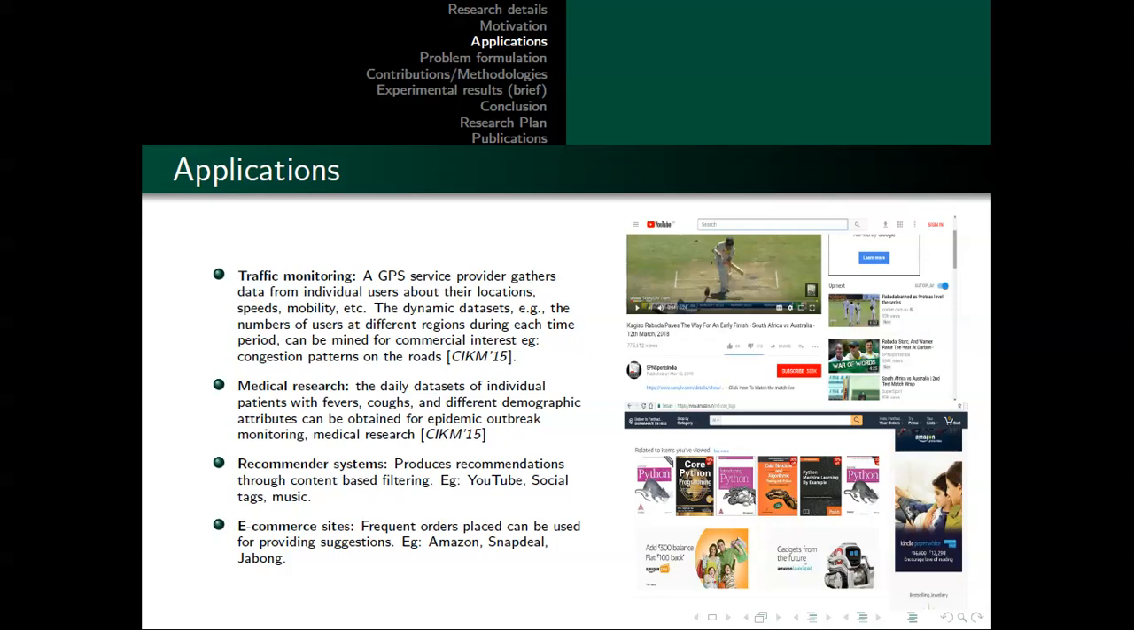The same goes for the e-commerce sites as well. When the orders are placed, based on the orders that you have placed, the appropriate suggestions for buying the next item or a similar item, similar to the kind of orders that you have placed, a similar category of items, can be suggested as well.